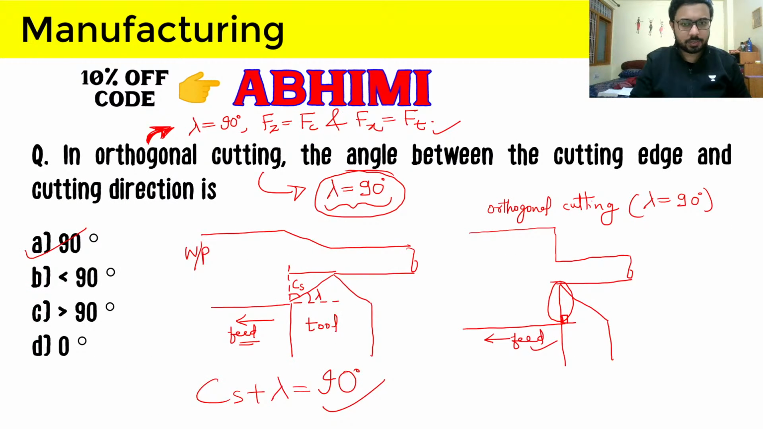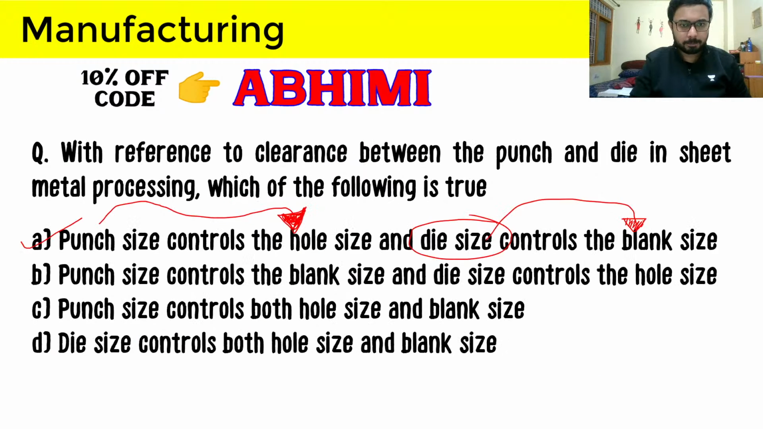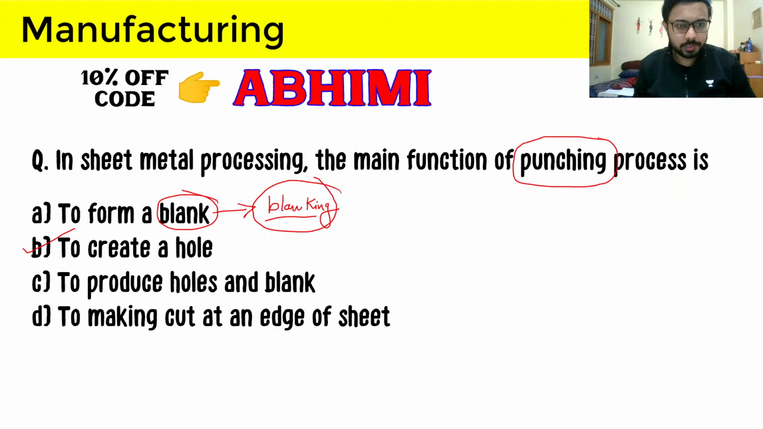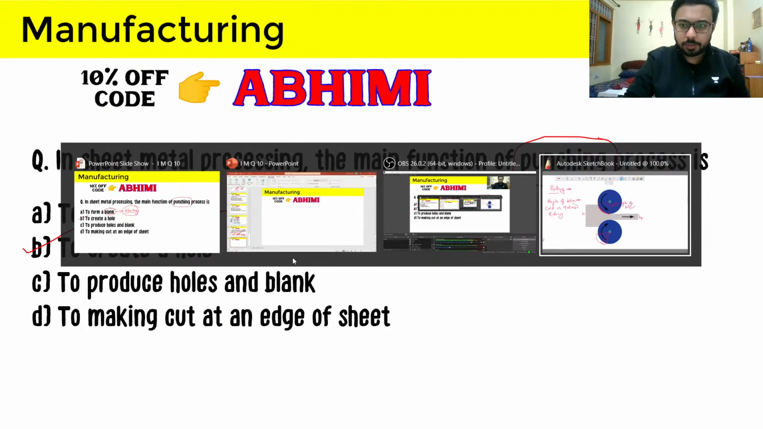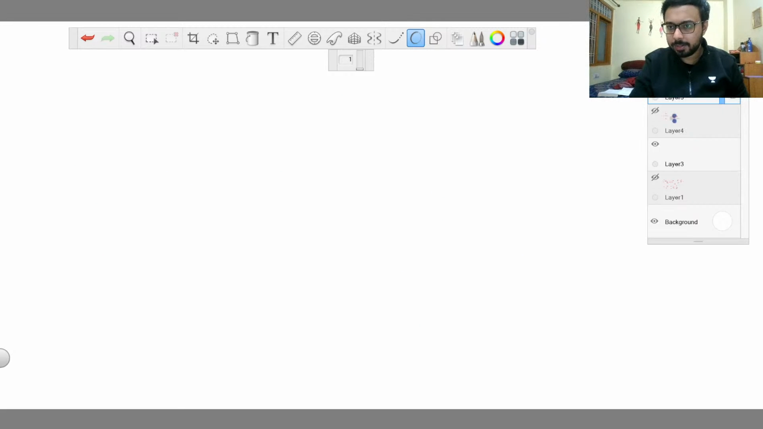So let's see what we have discussed today. We have discussed quite a large number of questions today. First of all, we discussed this question in which it was asking us the main function of the punching process in sheet metal processing. We discussed that punching's main function is to create a hole, and blanking's main function is to create a blank. And we look at this figure. Let me show you that. That figure is not available here at the moment, but let us add that.